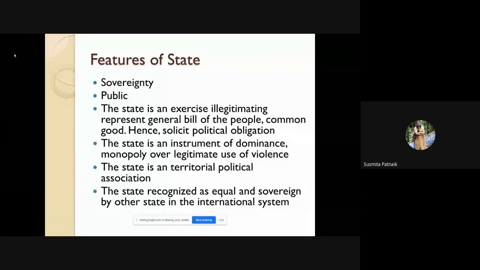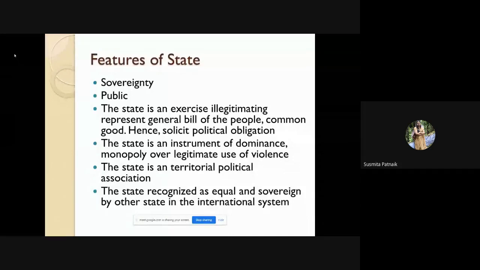Features of the state. How do you recognize that it is a state? What are the main essential qualifications of the state? The first is sovereignty. The second is the public. The third is that the state exercises legitimate representation of the general will of the people, common good, and solicits political obligations. I will explain them one by one.